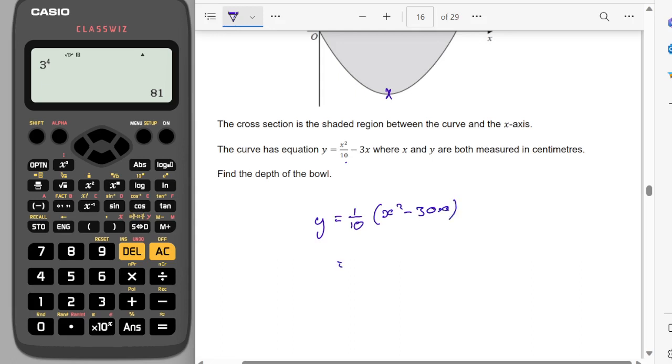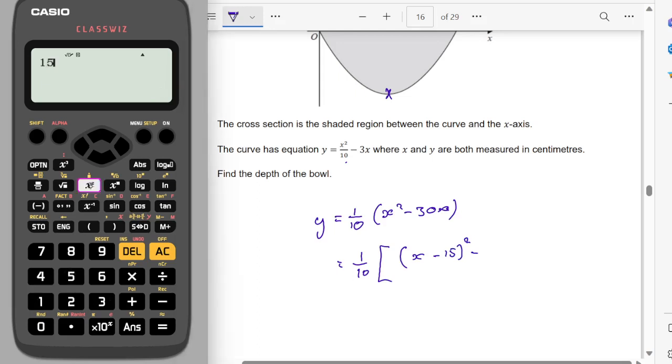Right, so if I complete the square of that, so 1 over 10, I'm going to put that into a square bracket just because I'm going to have a second bracket there. So I'm going to have x minus half of this, which would be 15, all squared, and from that I'd need to subtract 15 squared, 225.